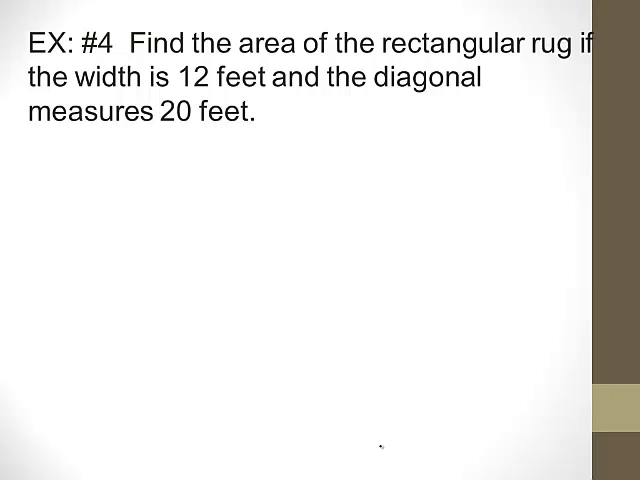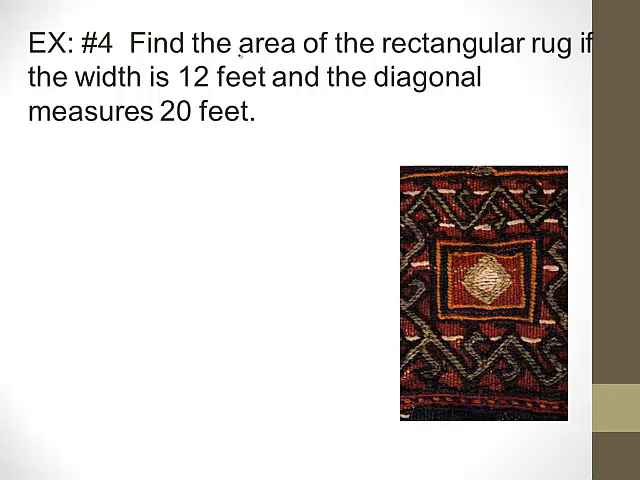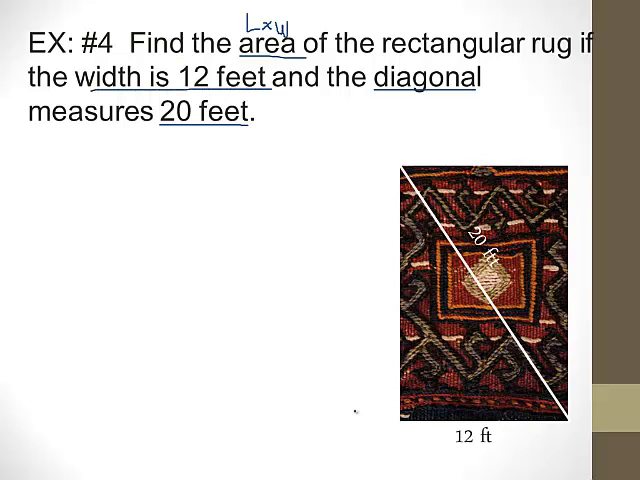Okay, so we have find the area of the rectangular rug if the width is 12 feet and the diagonal measures 20 feet. So, again, we're trying to find the area, which is length times width, if you remember from middle school or from semester 1. So, draw this. A diagonal, that's an important thing to know. It's from the upper left-hand corner to the lower right-hand corner, or from the upper right-hand corner to the lower left-hand corner. But they give us the length of the diagonal, which is 20 feet, so I label it. They also give us the width, which is 12 feet, so I label that.